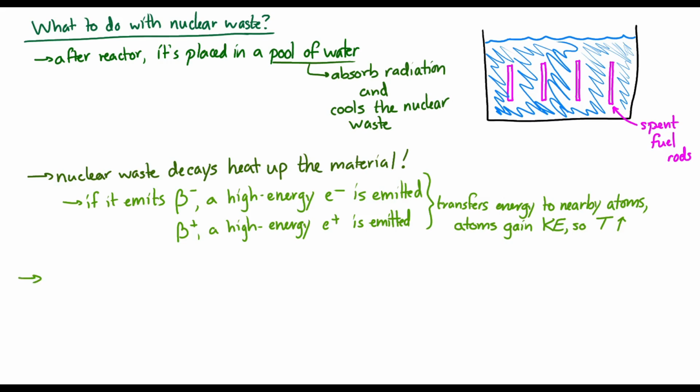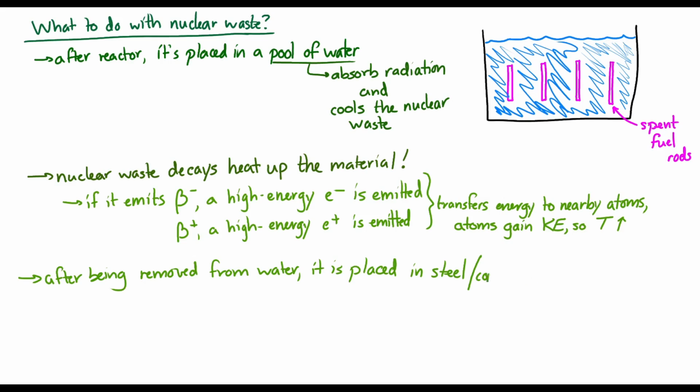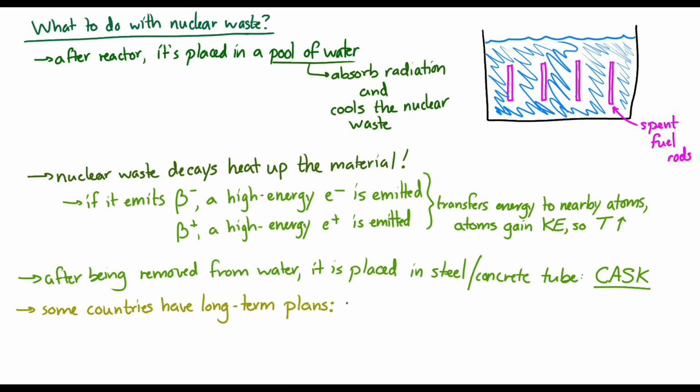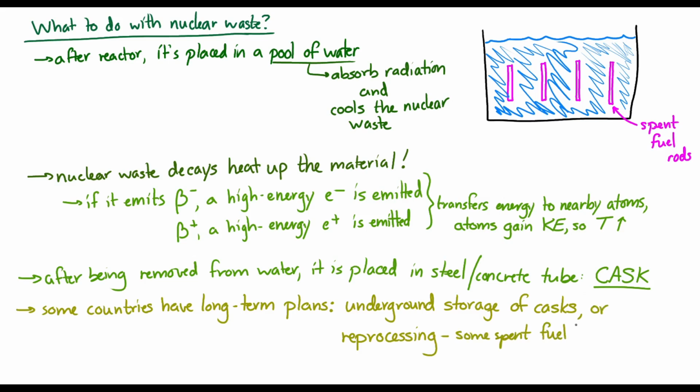After a while, that nuclear waste is removed from the pond, and then it's put into a steel or concrete tube called a cask. And some countries have organized long-term plans for these casks. Some countries have long-term underground storage for them. And some countries have something called reprocessing, and the idea here is that some of the spent fuel rods can actually be turned into new fuel, which can be used again. We're not going to go into that idea very much, but just know that that's an idea.